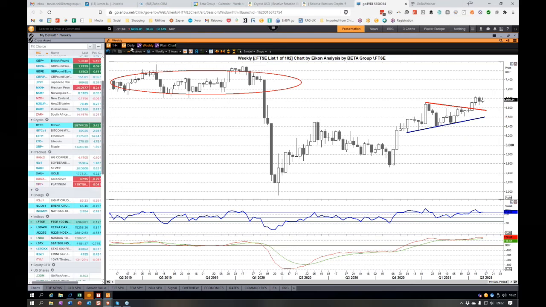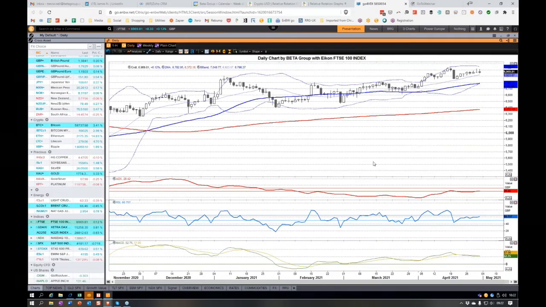The MACD here is still bullish. The RSI is high, but still pointing in the right direction. So right to be on the long side of this, but bear in mind, we haven't got blue sky above us here. We've got heavy cloud, if you like, above us.